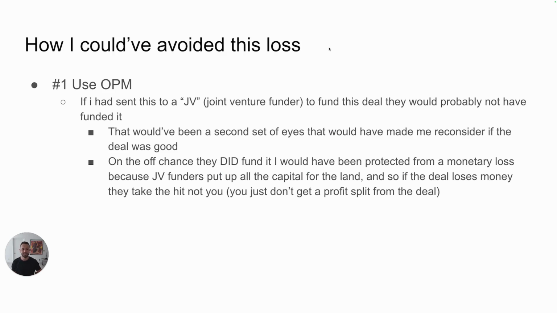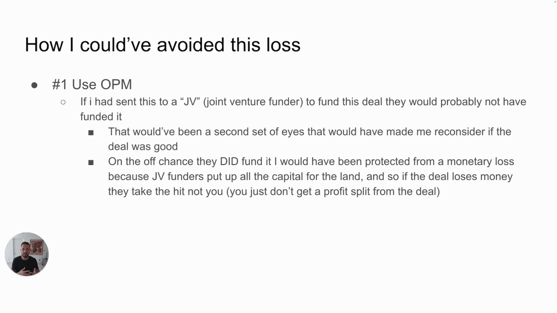Now, in the off chance that they did fund it, I would have been protected from losing money, because the JV funder puts up all the capital. So when you use a joint venture funder, you don't use any of your own money. That's why people use them. And then you split the profits when you sell. Typically, it's like a 70-30 split when you're starting out, meaning you get 70% of the profit, they get 30%. But they're the ones taking on all the risk.